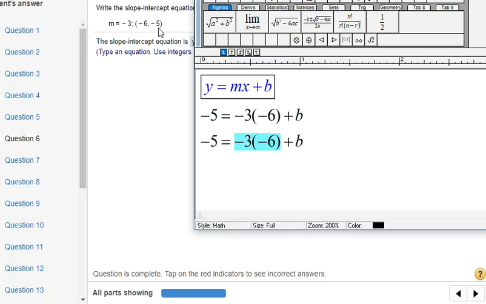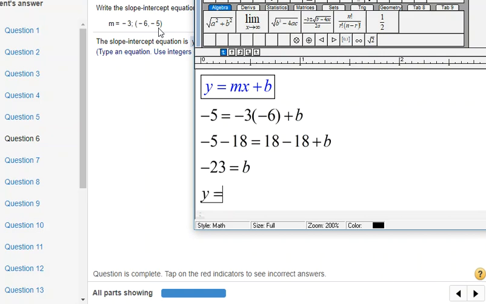I know that -3 times -6 is a positive 18. Use your calculator to multiply if it makes you more comfortable. And now my goal is to solve for b, so since it's 18 plus b, we're going to subtract 18 from both sides. On the left-hand side, -5 minus 18 gives us -23 equals the right-hand side, 18 minus 18 is 0, so just b.